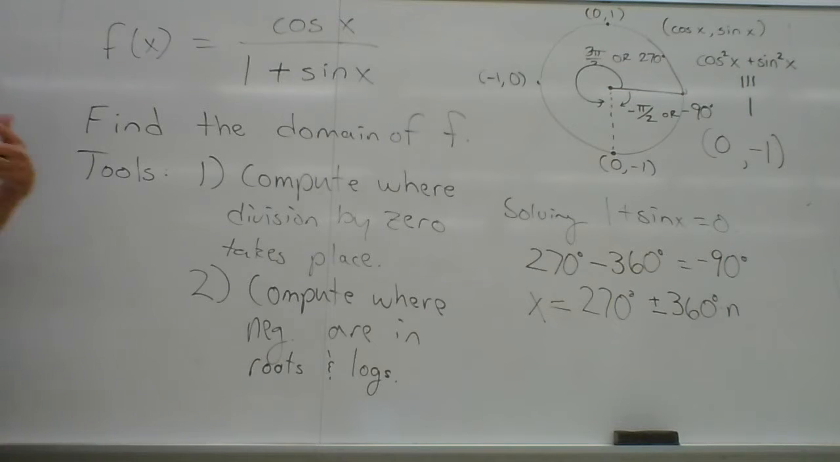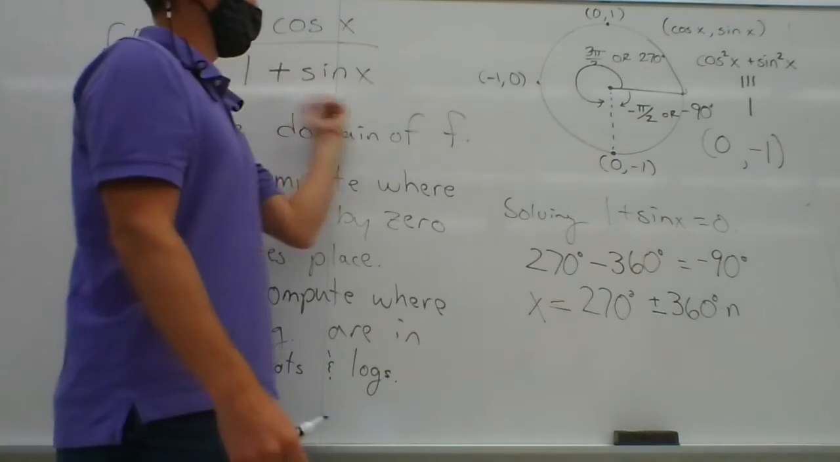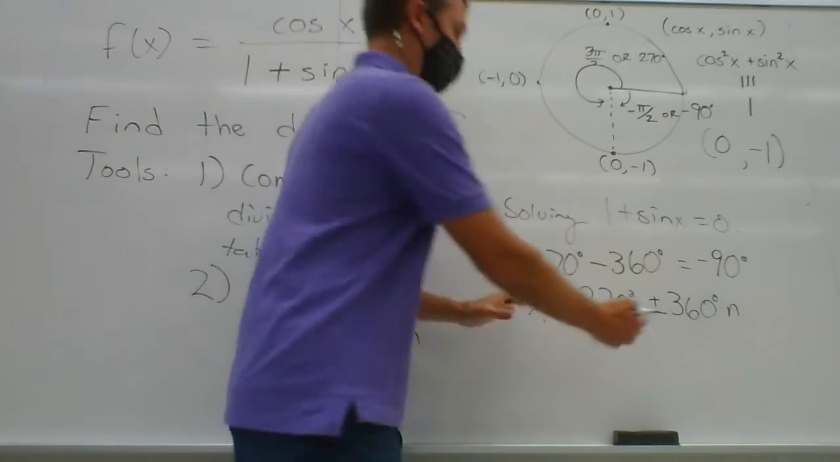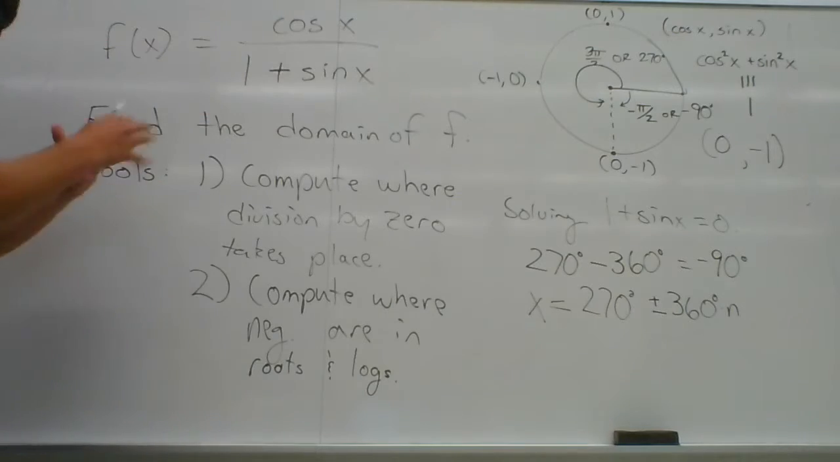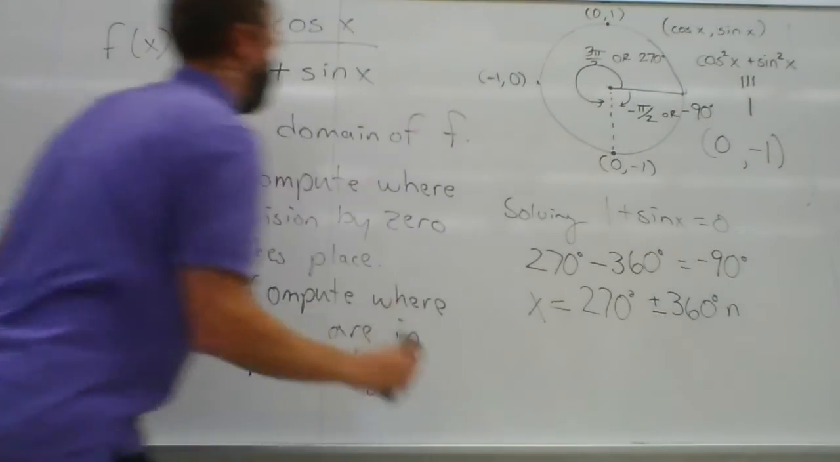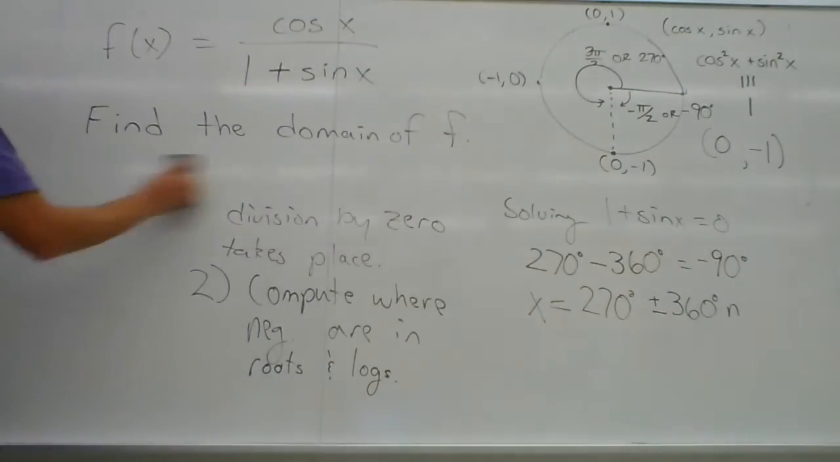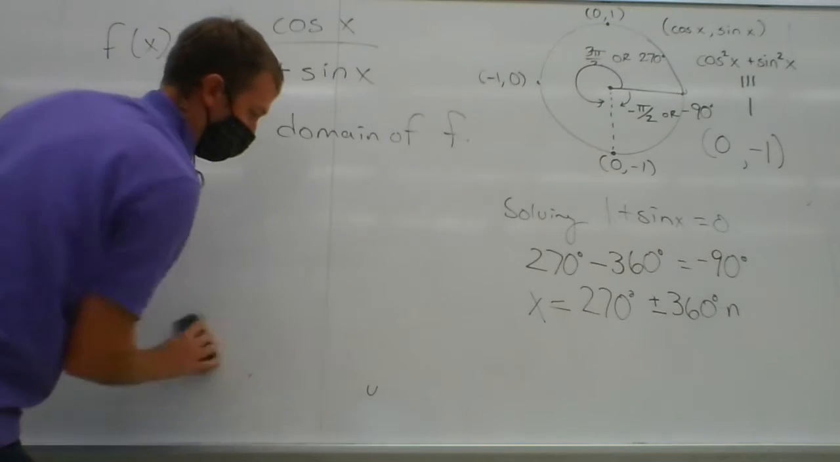Okay, so in this problem, again, we've been given a function. We see there's division. So we computed where we are dividing by zero, which means we're solving where the denominator is equal to zero, which means it's all of these angles. So what is the domain of our original? It is any number except those.